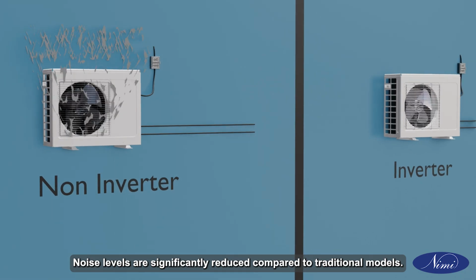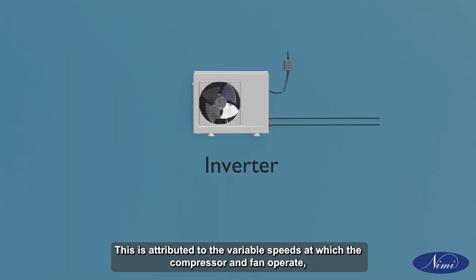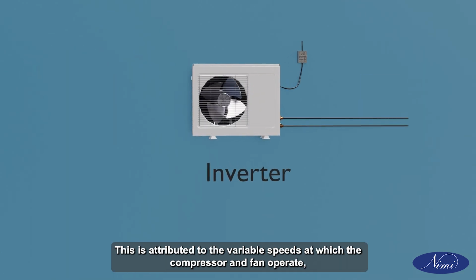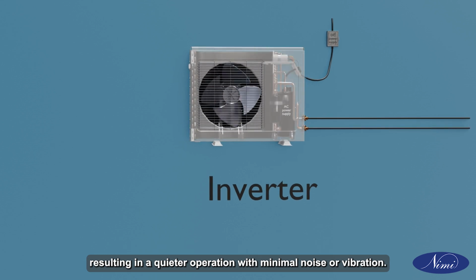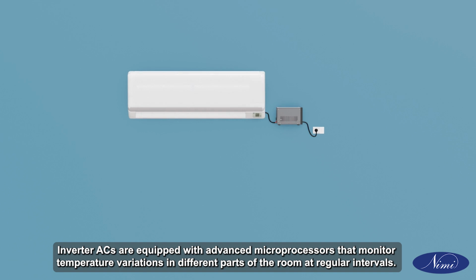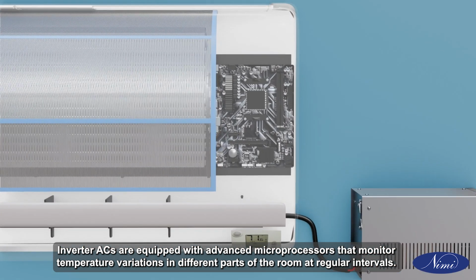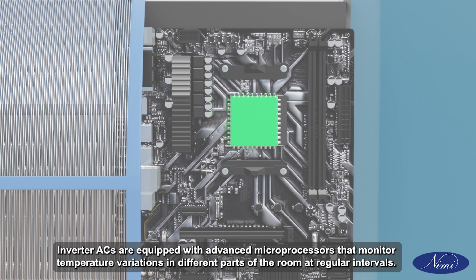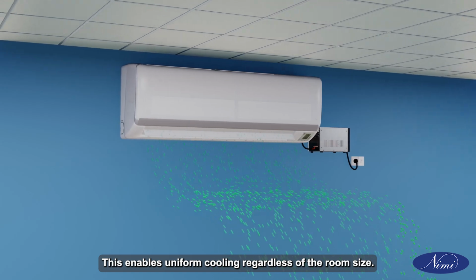Noise levels are significantly reduced compared to traditional models. This is attributed to the variable speeds at which the compressor and fan operate, resulting in a quieter operation with minimal noise or vibration. Inverter ACs are equipped with advanced microprocessors that monitor temperature variations in different parts of the room at regular intervals. This enables uniform cooling regardless of the room size.